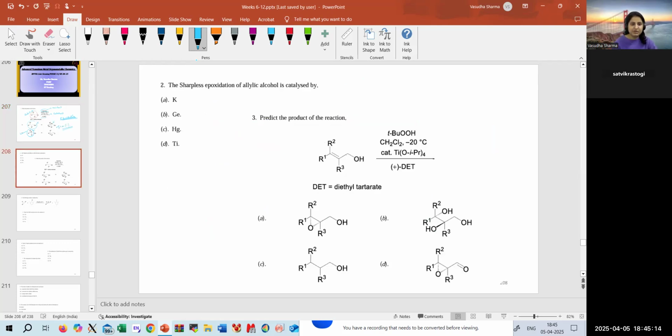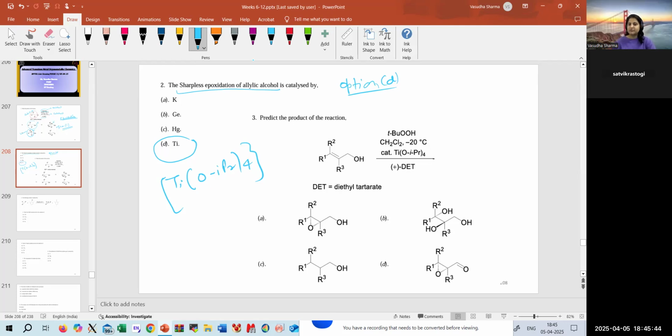The Sharpless epoxidation is catalyzed by, this is a straightforward question because we have seen that Sharpless epoxidation of allylic alcohol is catalyzed by titanium, and the catalyst is nothing but titanium isopropoxide, where titanium is in the plus four oxidation state. So option D is correct. Now, please try question number 3 if you can.